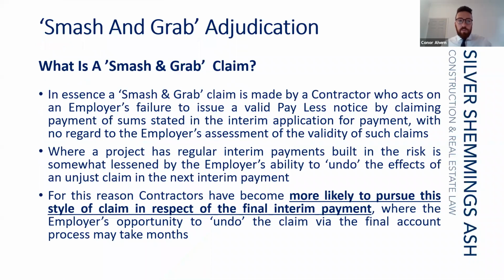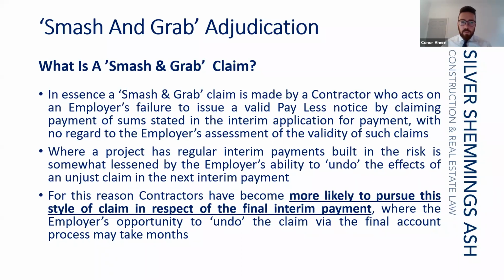Okay, so the first place to start, I guess, is smash and grab adjudication. Just a little recap in relation to what is it? In essence, a claim is made by a contractor who acts on an employer's failure to issue a valid pay less notice or payment notice by claiming payment of sums stated in the interim application for payment with no regard to the employer's assessment of the validity of such claims. Where a project has regular interim payments built in, the risk is somewhat lessened by the employer's ability to undo the effects of any unjust claim in the next interim payment. For this reason, contractors have become more likely to pursue this style of claim in respect of the final account payments, where the employer's opportunity to undo the claim by the final account may take some months.